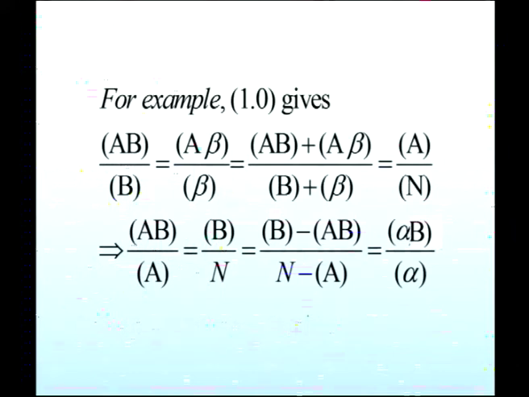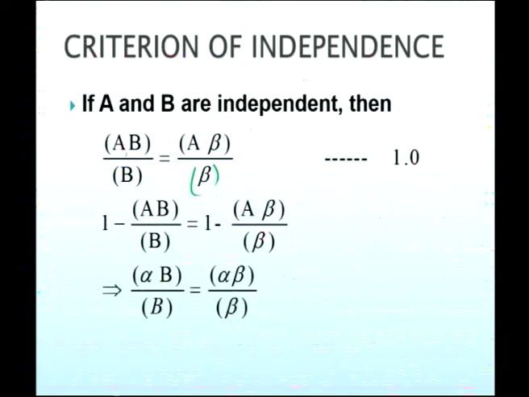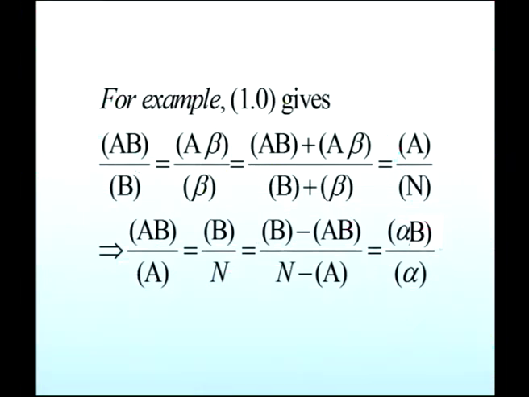For example, 1 gives AB by B is equal to A beta by beta. This is what is equation 1, right? What is equation 1? AB by B is equal to A beta by beta. So, AB by B is equal to A beta by beta, which is equal to adding both the numerators and the denominators separately. This is called proportion addition. We can do it like this: AB plus A beta divided by B plus beta.